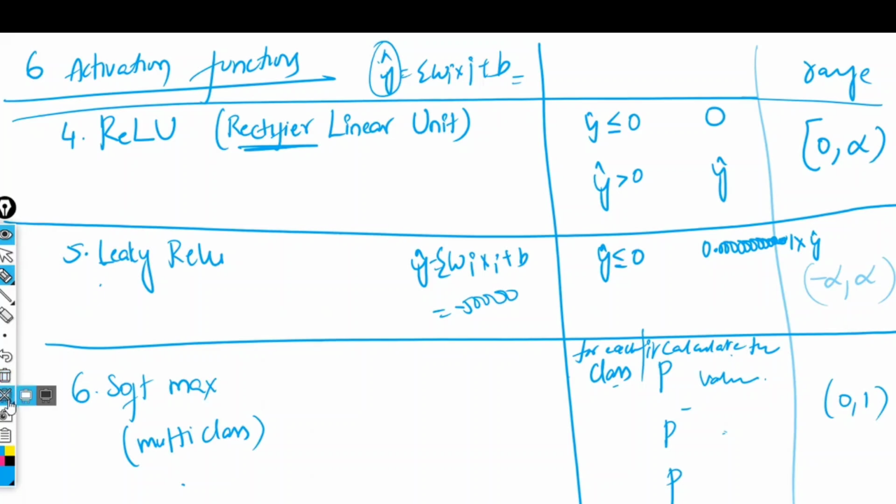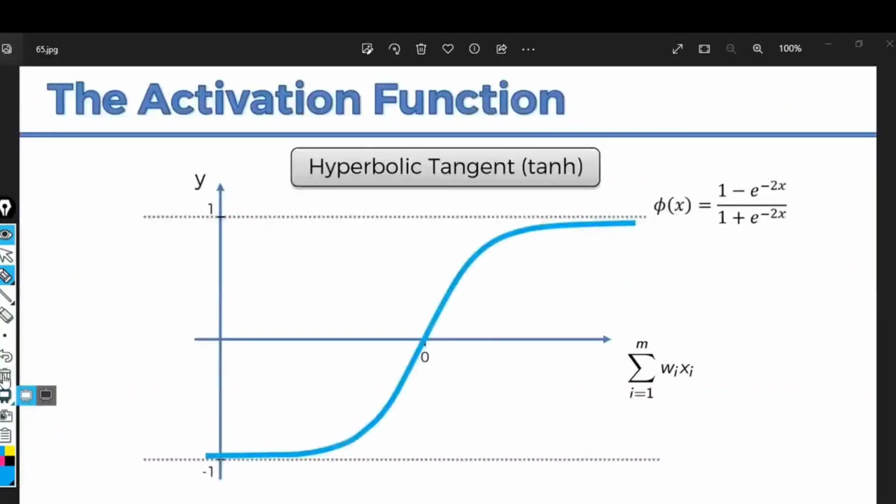So these are the six activation functions we have. Which type of activation function has to be selected, where we have to select it, and how it will process, that we are going to see in tomorrow's class.